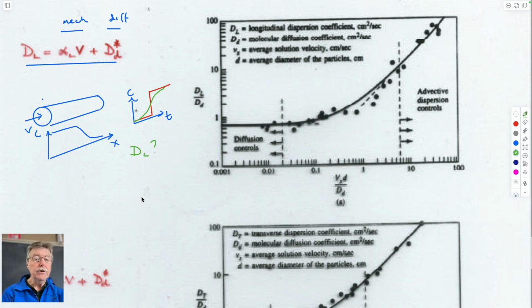And so what you could do is measure the diffusion as it comes out for a whole bunch of different velocities, and then plot this, the dispersion coefficient relative to what we've called D star. On this diagram, it's called DL over D lowercase d. Right? Same things.